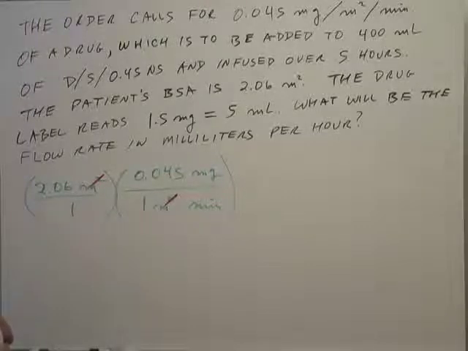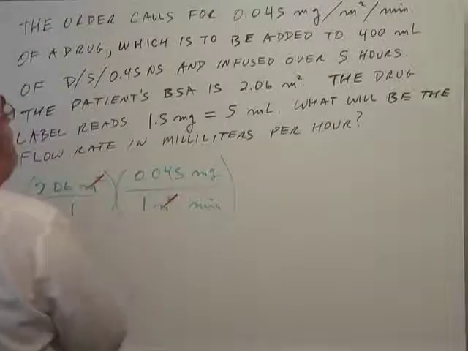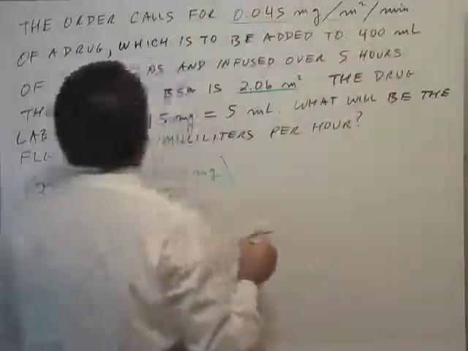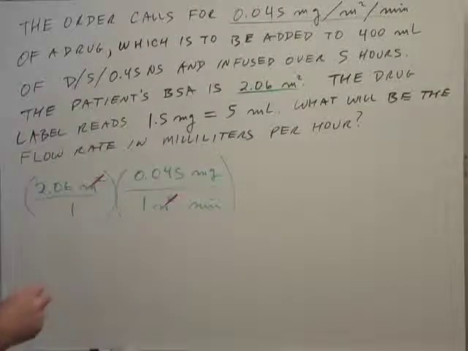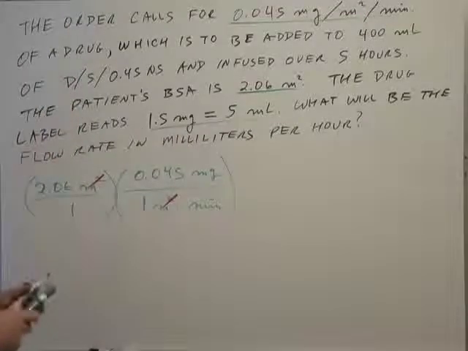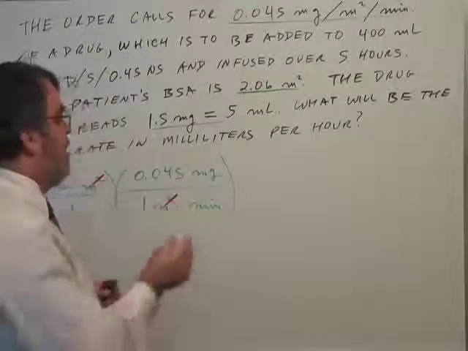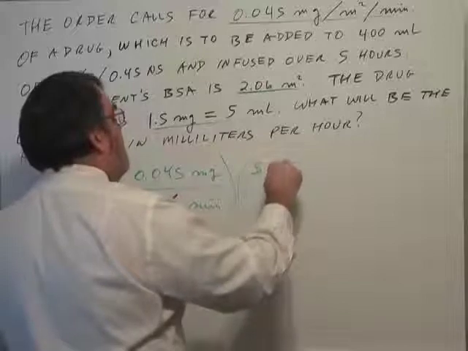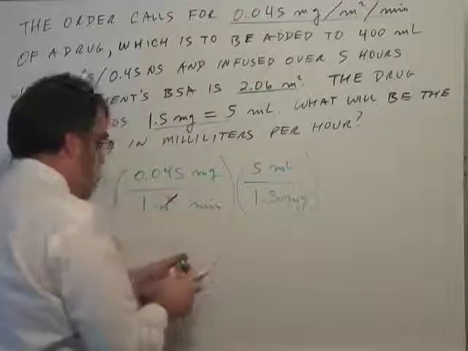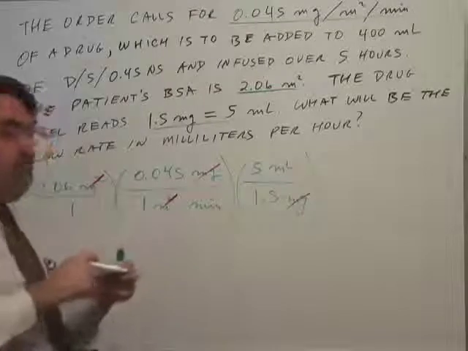So let's see here. So far we've used the patient's body surface area. We used the drug dosage. And let's use the drug concentration. The concentration will allow us to turn the weight measurement, milligrams, into milliliters. So I have 5 milliliters over 1.5 milligrams. All right, so this gives us milliliters per minute, doesn't it?